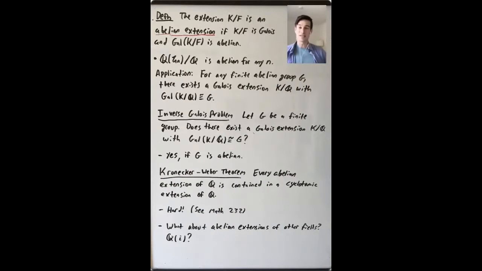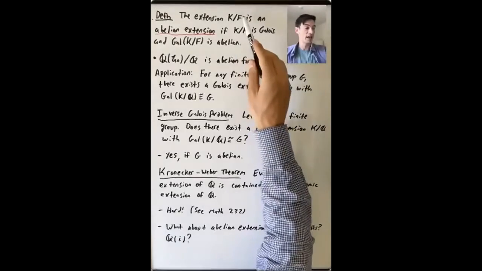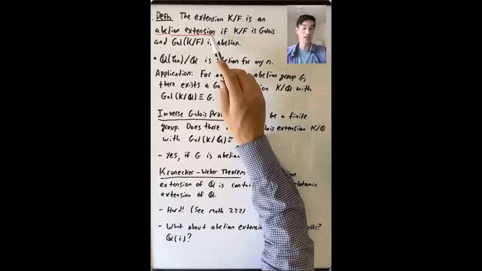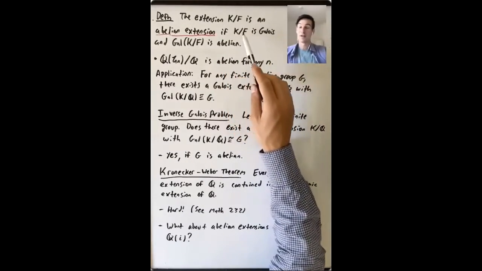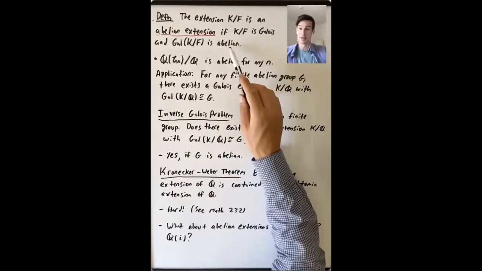I want to end this lecture by talking about some things that are beyond the scope of this course, but that you might want to keep in mind for the future. So first, a definition. An extension K of F is called an abelian extension if K is a Galois extension of F and the Galois group of K over F is abelian.